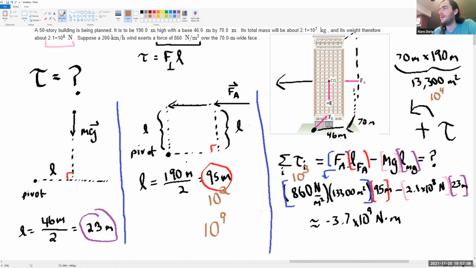And over here, for the torque due to the gravitational force, the weight here, is about 10 to the 8 and about 10 to the 1 here. And so that torque is about 10 to the 9. And so the torque due to FA and the torque due to the weight are of the same order of magnitude by doing this order of magnitude approximation. However, it just so happens that the torque due to the gravitational force is just larger. And so this comes out to a negative answer here.